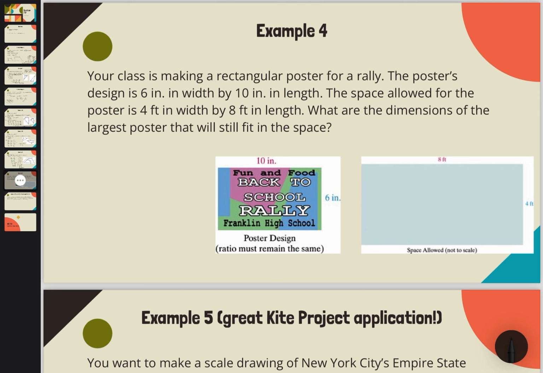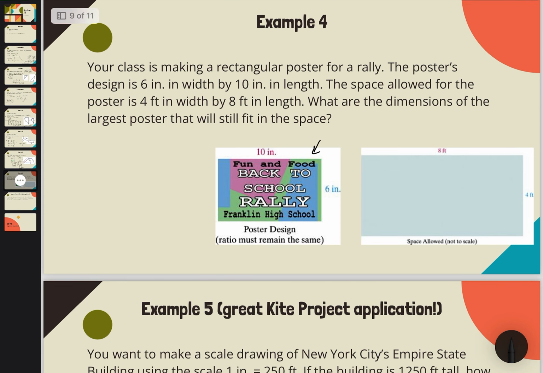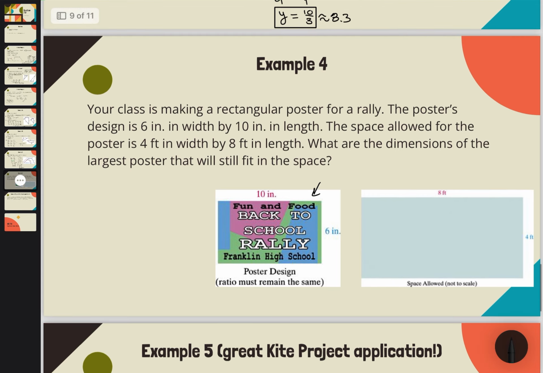Okay, so the poster's design is this. Again, kite application here, and for the next one too. You guys are creating a design, and the next week the design is going to come to life as a physical model in the real world, okay? But we need to be careful about this. So the poster's design is 6 by 10. The space allowed for the poster is this over here.